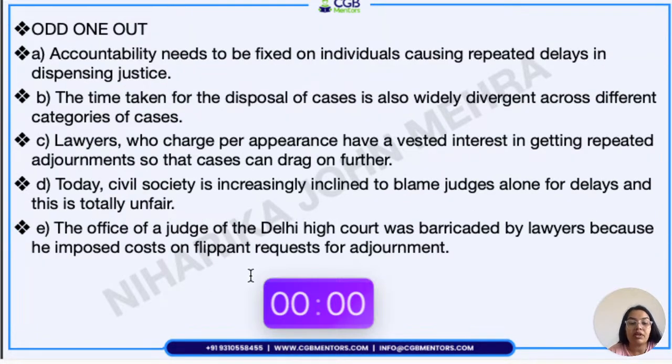So this is odd one out. Also, you need to rearrange the rest of them. It is not only odd one out.